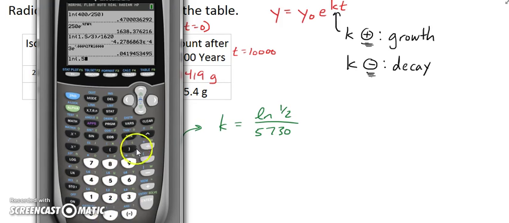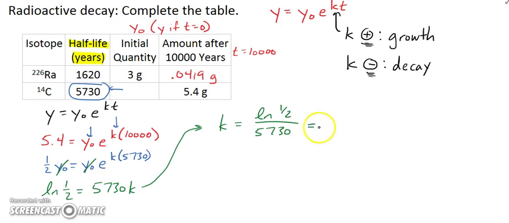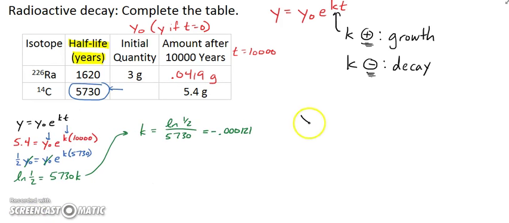Ln of 1/2 divided by 5730 gives me a value of k of negative 1.21 times 10 to the negative 4th, which is negative 0.000121. And now I can find y sub 0. So I've got a value for k.